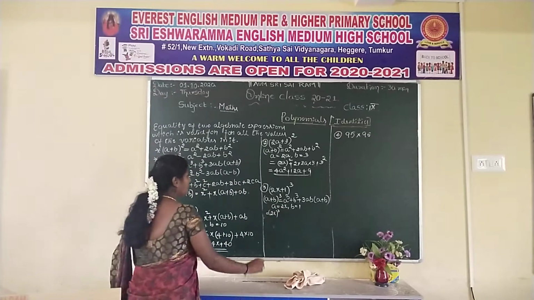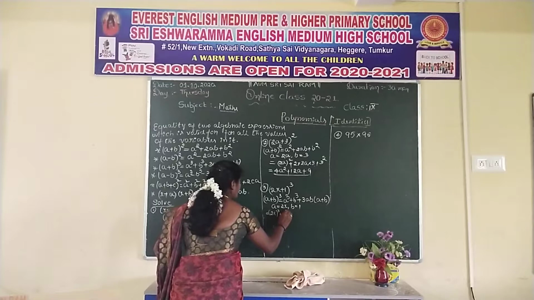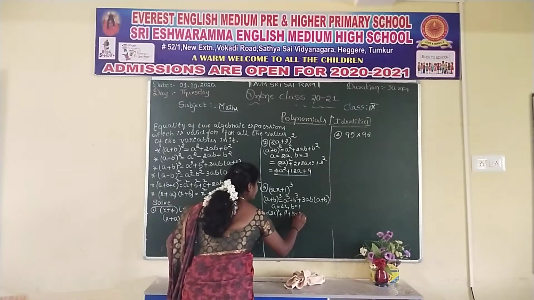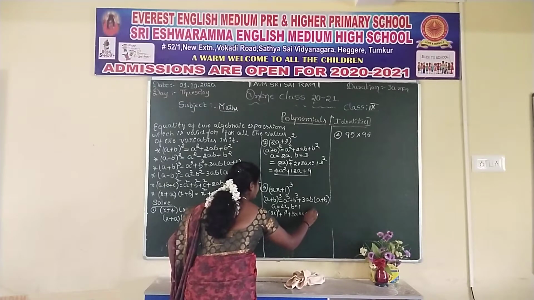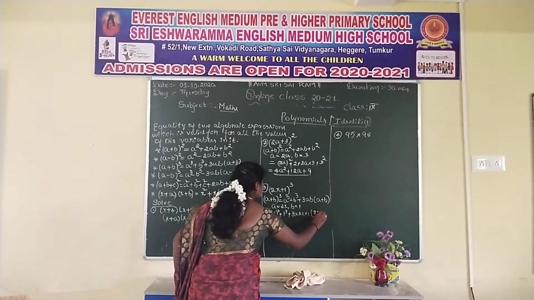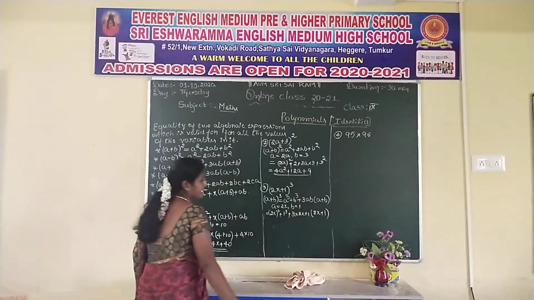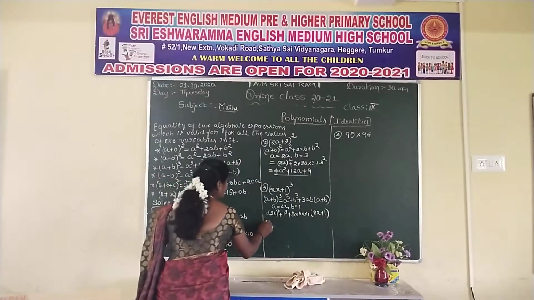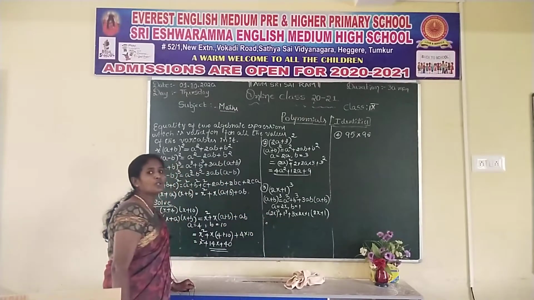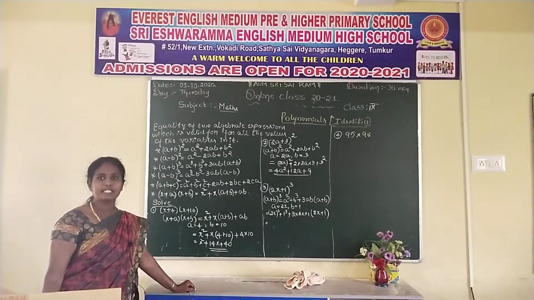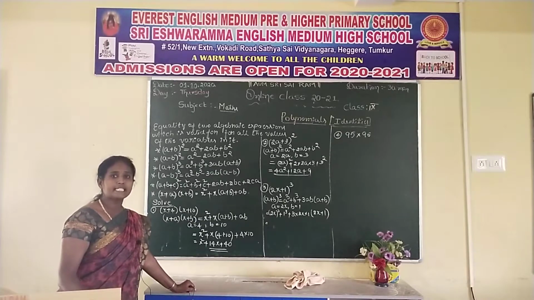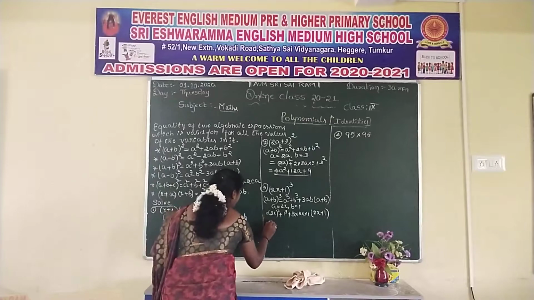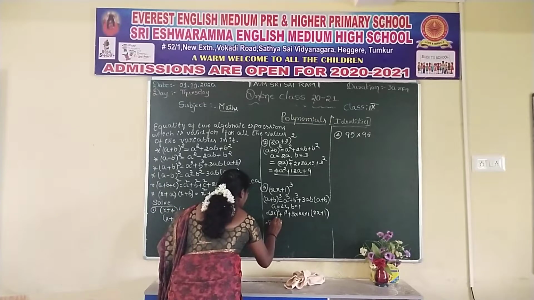(2x) whole cube, b cube is 1 cube, plus 3ab, that is 3 into a into b, into a plus b. a is 2x, b is 1. Now substitute. 2 cube means 2 is multiplied how many times? 3 times. 2 2s are 4, 4 2s are 8, into x cube.